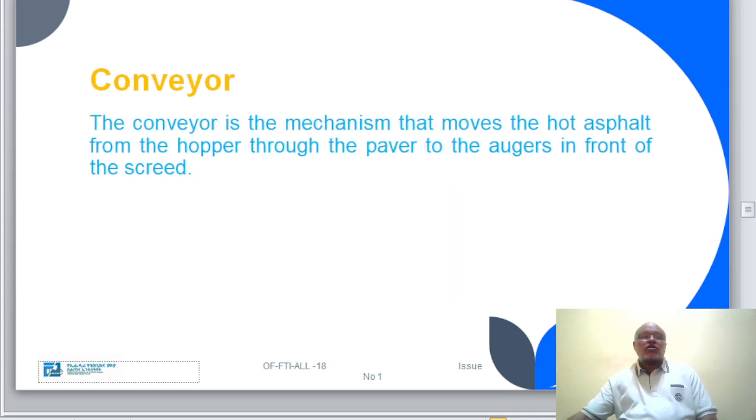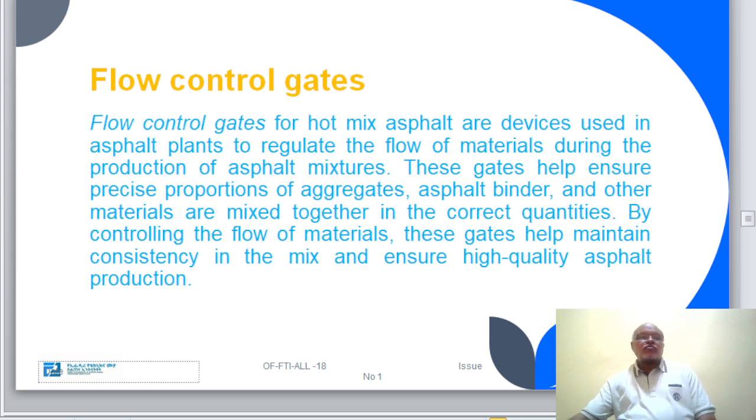Conveyor. The conveyor is the mechanism that moves the hot asphalt from the hopper through the paver to the auger in front of the screed. Flow control gate. The flow control gates are adjustable metal plates that control the amount of material flowing out of the hopper by changing the height of the opening at the hopper.